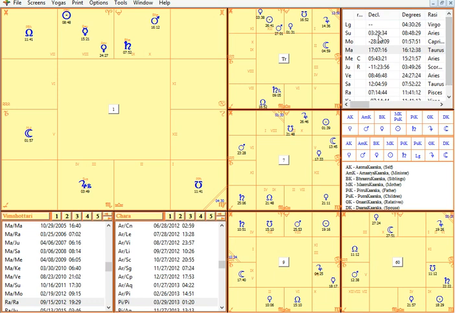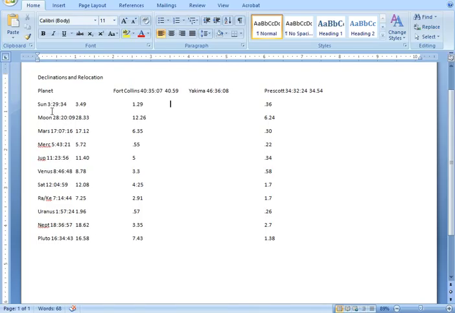So here we have all of our declinations. The Sun is 3°29'34". Moon is minus 28°20'09". That means the Moon has south declination. It's south of the equator. The minus is south of the equator. Mars at 17°07', and so on. Now remember, for this technique, you don't need to bother whether it's south, which is minus, or positive, which is north. All you need is the number. Okay? Now I've written all those numbers down here: Sun 3°29'34", Moon 28°20'09", Mars 17°07'16", and so on for all the planets.